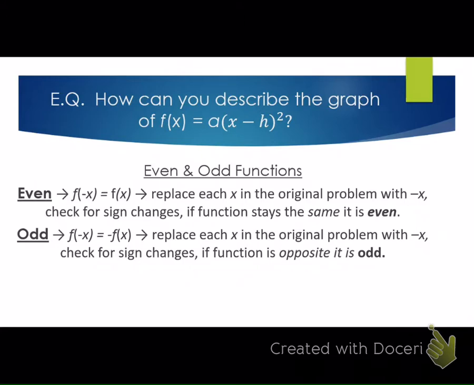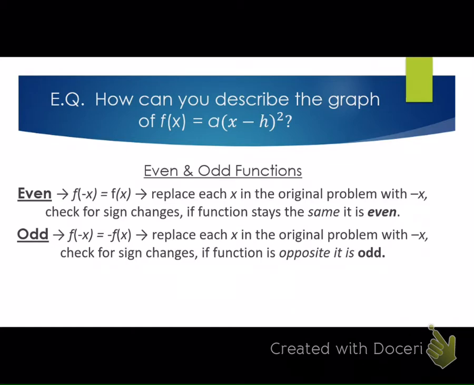Now, before we get into graphing of this form, let's look at how we tell if a function is even or odd. Now, this is going to seem very complicated, but it's actually very simple. For both even and odds, we're going to go through and replace each x in the original problem with a negative x. Okay? Then we're going to simplify. We're going to follow our order of operations, and we're going to simplify these functions. Then we're going to check for sign changes. Okay? Does our new function match exactly our original function?